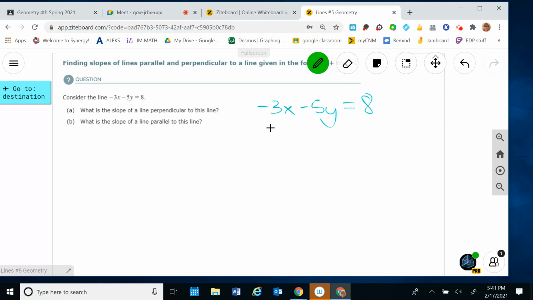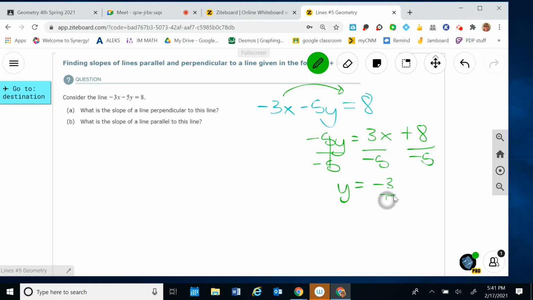I like changing colors. Okay, we're going to kick the x over. You're going to get negative 5y equals 3x plus 8. Divide everything by negative 5. And you're going to get y equals negative 3/5 x minus, who cares? We don't care what the b is. All we're doing this is so that we can find the slope. Okay, the slope is negative 3/5 because we put it in mx plus b form. That's the m. X is not part of the slope. The slope is the number that comes before x.